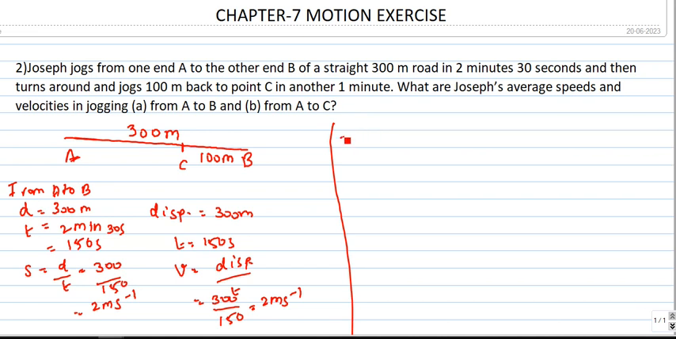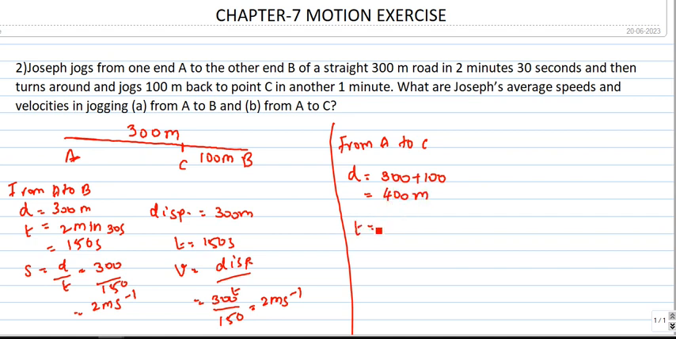So now from A to C, the second part of the question. What do we have? The distance will be the first 300 meters plus the 100 meters he jogs back. So this will be 400 meters.